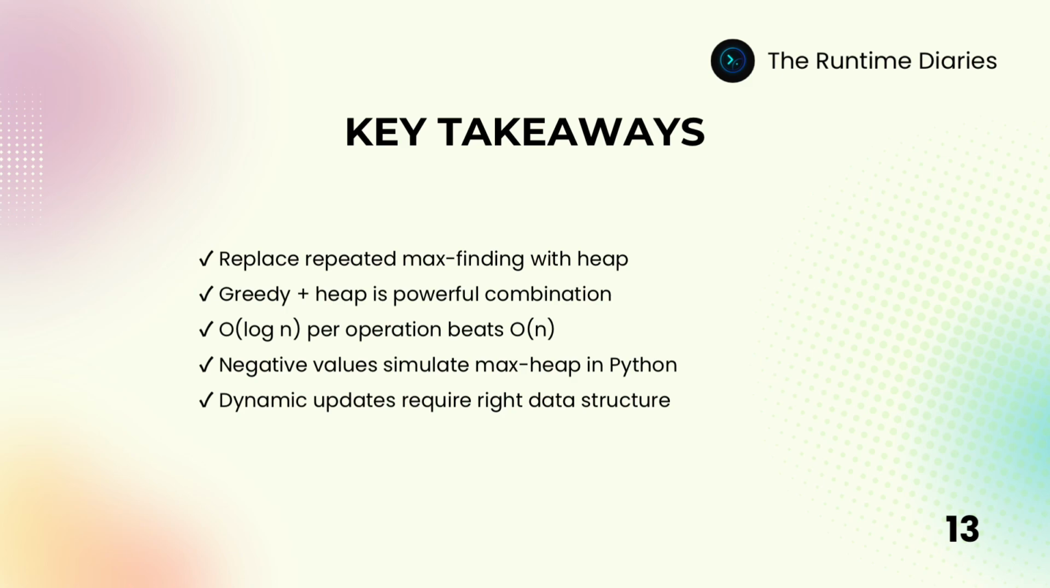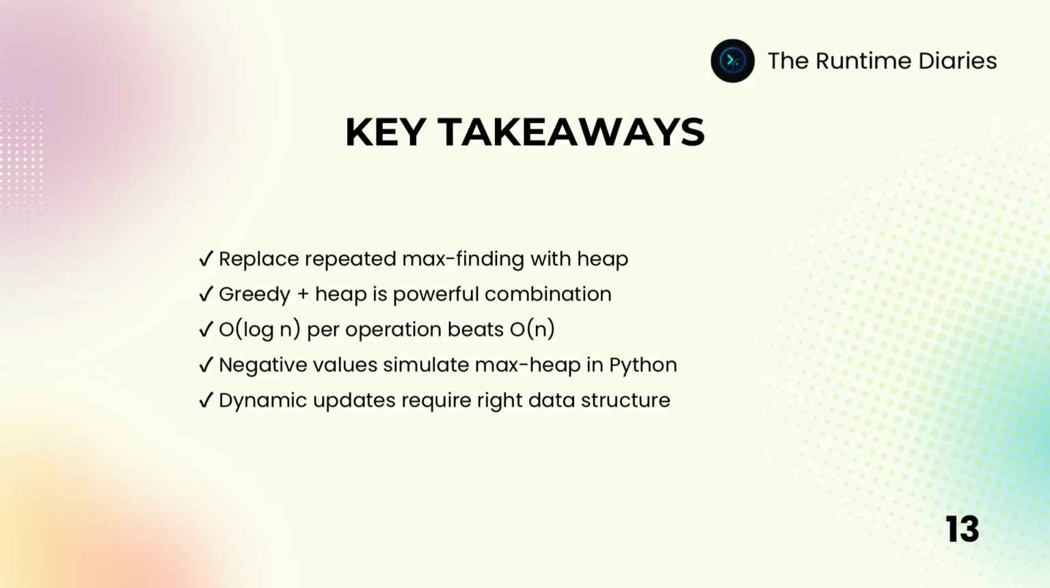Today's lessons are fundamental. First, greedy plus heap is a powerful combination. Many optimization problems involve repeatedly taking the largest or smallest element and updating dynamically. Heaps are built for this. Second, replacing repeated max finding with a heap is a major optimization. O(k log n) beats O(k n) every single time. Third, Python's min heap becomes a max heap by storing negative values. This is a standard interview trick.